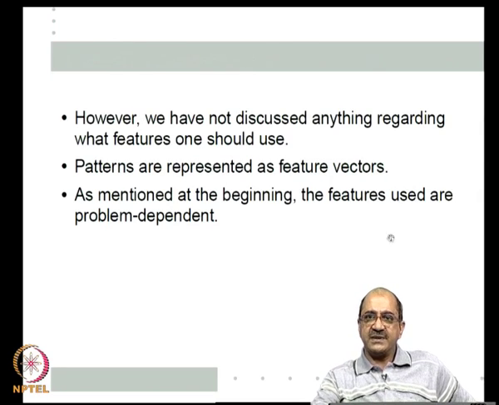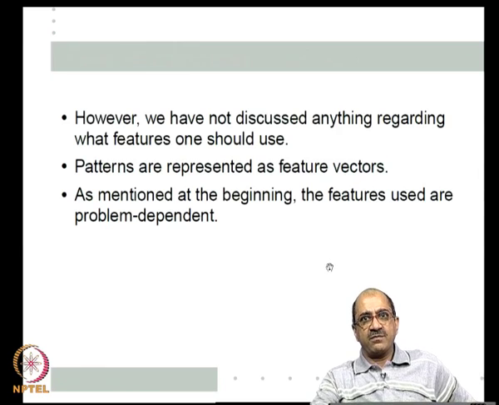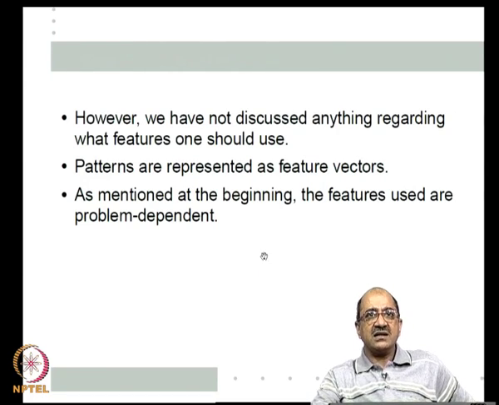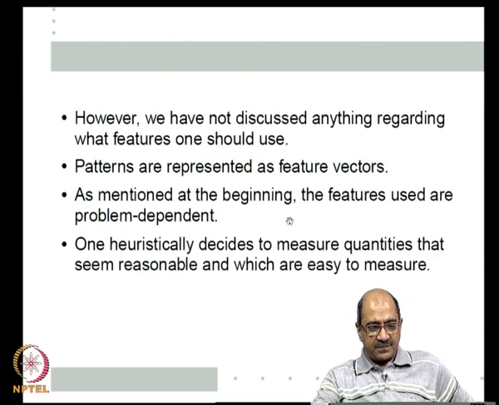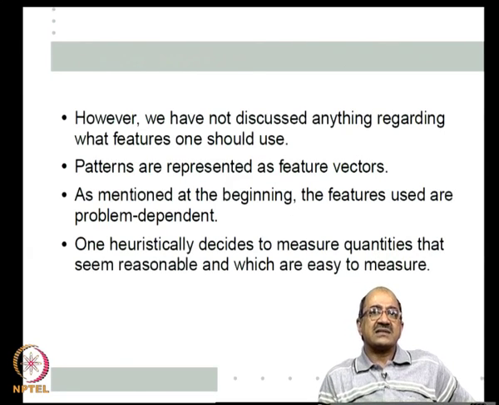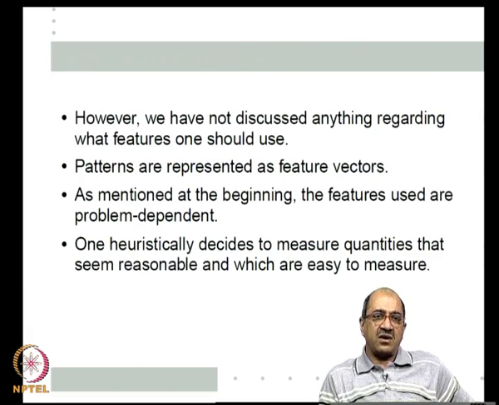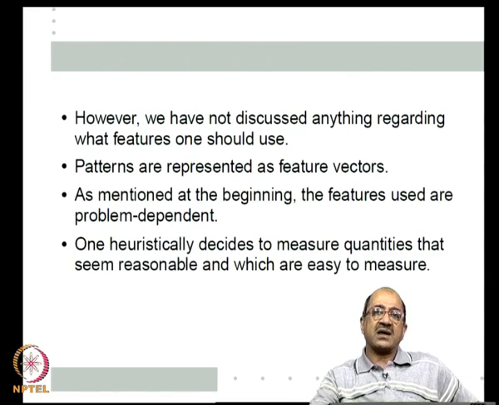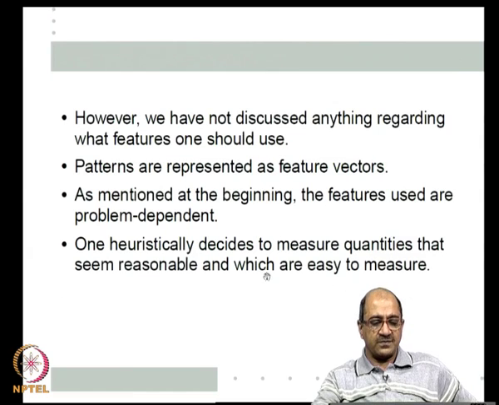So, what features to use very much depends on the problem and the kind of pattern. As I said, if I am doing a speech recognition task, I would have a one dimensional signal and I may use some frequency content out of it as my features. If I am doing a face recognition task, the image is the pattern, and the kind of features I measure would be totally different. So, in general features are very much problem dependent. Essentially, one heuristically decides what kind of quantities are relevant for the classification decision, and also what kind of quantities are easy to measure and calculate, and that is how one decides what features to use.